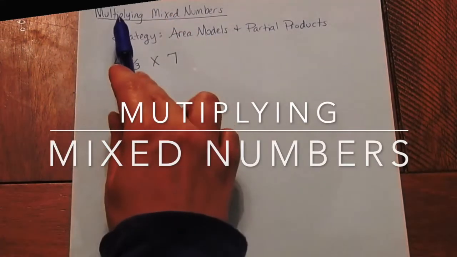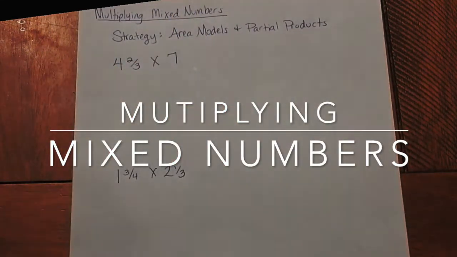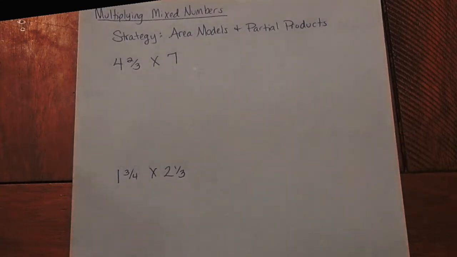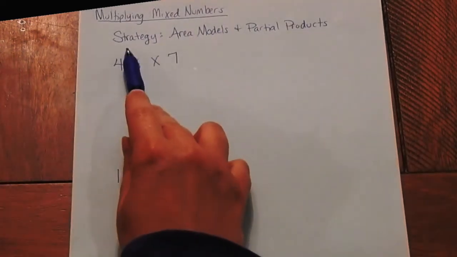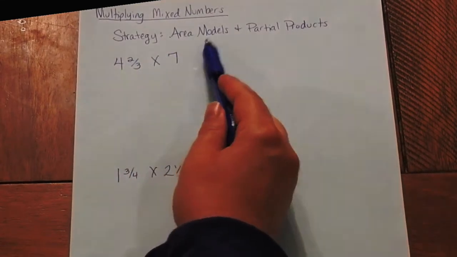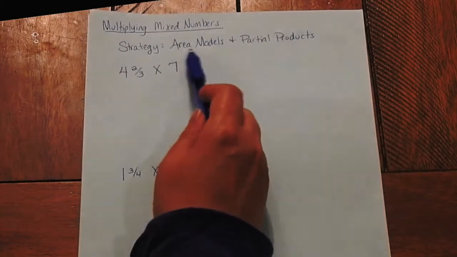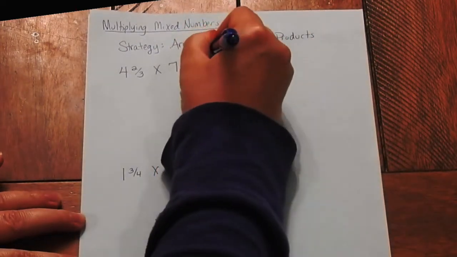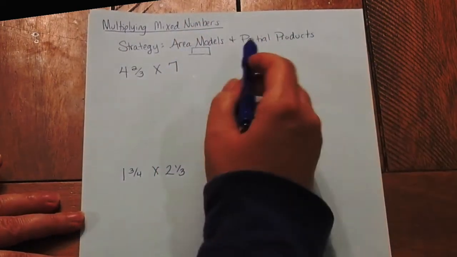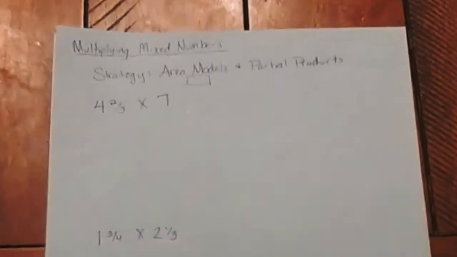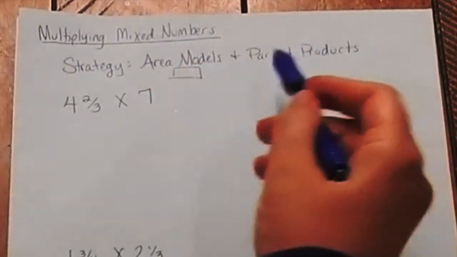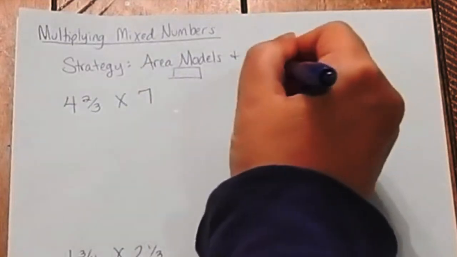Today you guys are going to learn how to multiply mixed numbers. And it sounds kind of hard, but I'm going to break it down into a good strategy for you to use. And I want you to think about how you could work this strategy every single time you come across problems like this. The strategy is actually using area models and partial products. So area models are those rectangles that we draw out, and the partial products is actually just like breaking it down into its parts, just like how it says partial, part.